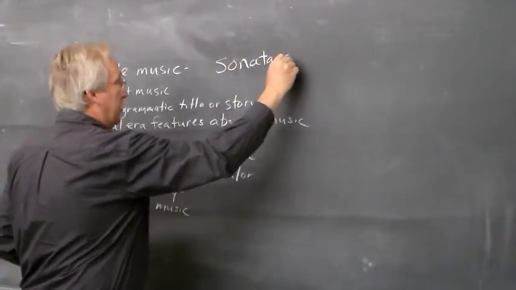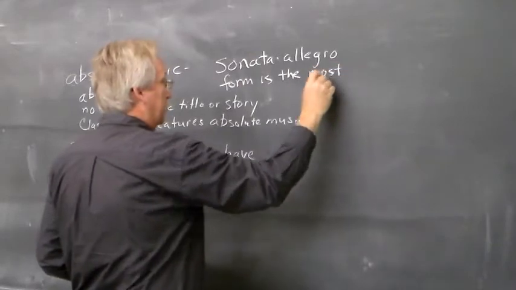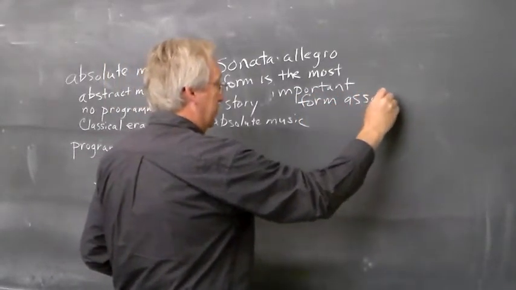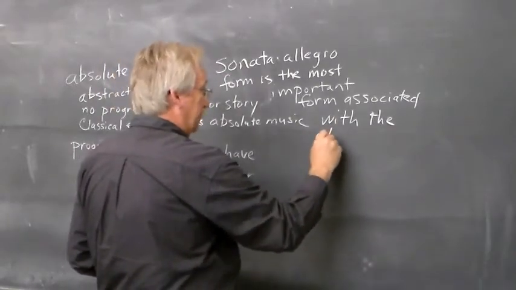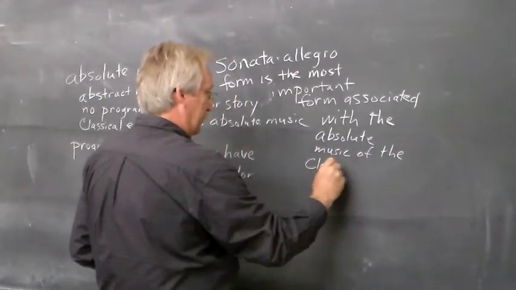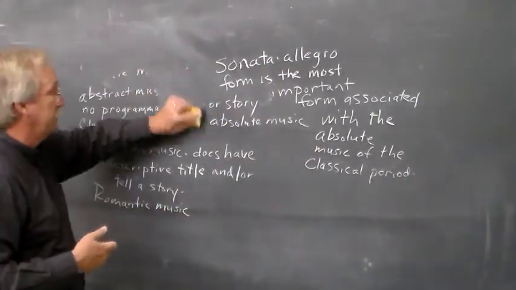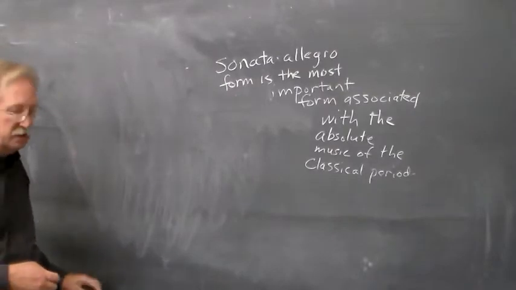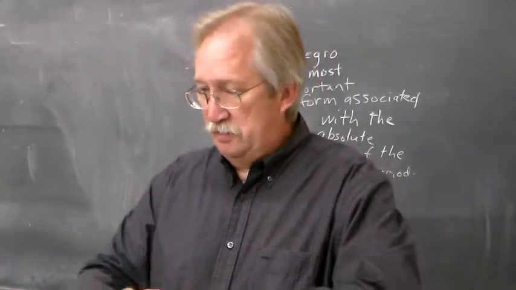So this is the most important form associated with absolute music in the classical period. So what I would like to do for a moment is to have you practice diagramming sonata allegro form. Okay, so if you could take out a sheet of paper and maybe turn the page sideways so you can write long ways across.